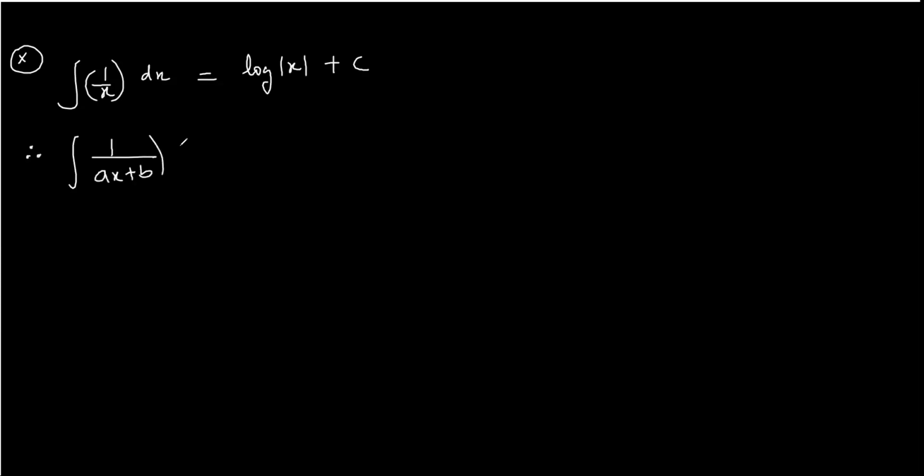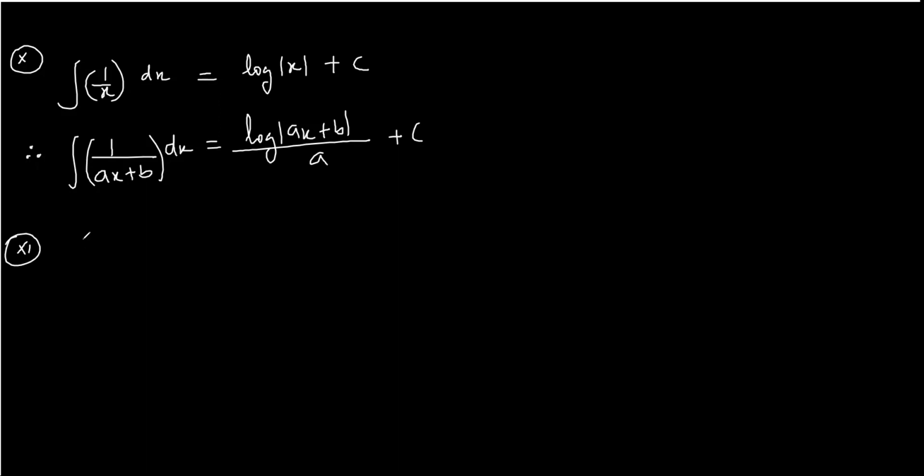The 10th is integration of 1 upon x dx is log of mod of x plus c. So using the theorem, I will write 1 upon ax plus b dx. 1 upon ax plus b dx will be log of mod of ax plus b, the whole divide by a plus c. Okay. Then the 11th one.